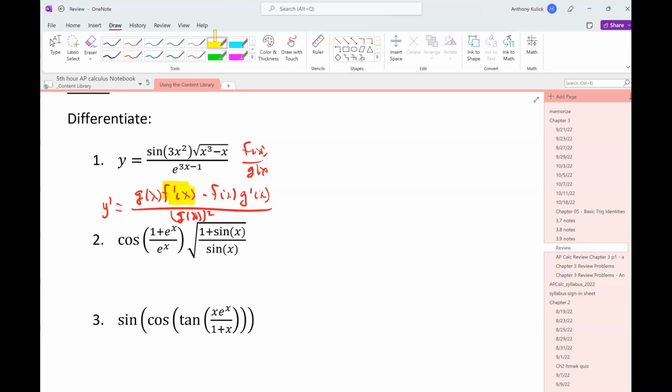Now to do f of x, that's going to be a product rule. So maybe I'll call those guys h and k. So that's going to be g of x times h of x times k prime of x plus k of x times h prime of x, and then minus all that stuff that we had before. Yuck.